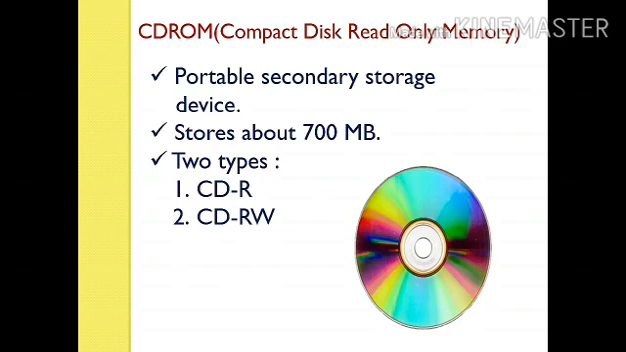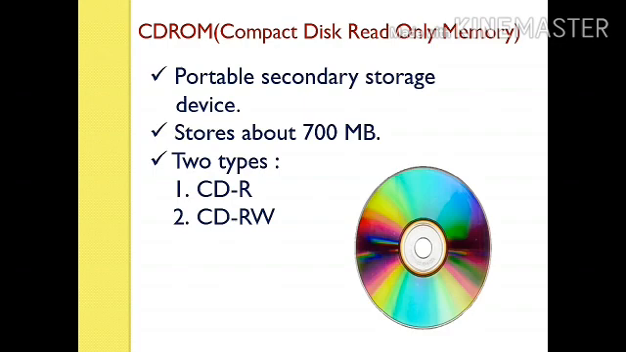So CD-ROM stands for Compact Disk Read-Only Memory, and it is a portable secondary storage device, and it can store 700 MB of data, and two types of CD-ROM are CDR, CDRW.